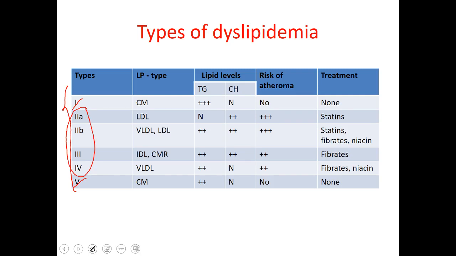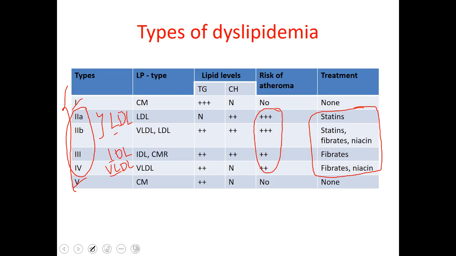Of these, 2 is mainly associated with rise in LDL, 3 IDL and 4 VLDL. So, you could see a gradient, low, intermediate, very low. So, there is a gradient that you could keep in mind. These are the main lipoprotein abnormalities that you will see, and all these 2, 3, 4 have certain degree of high risk of atheroma, and therefore, they certainly need one or more drug classes to control their dyslipidemic state.